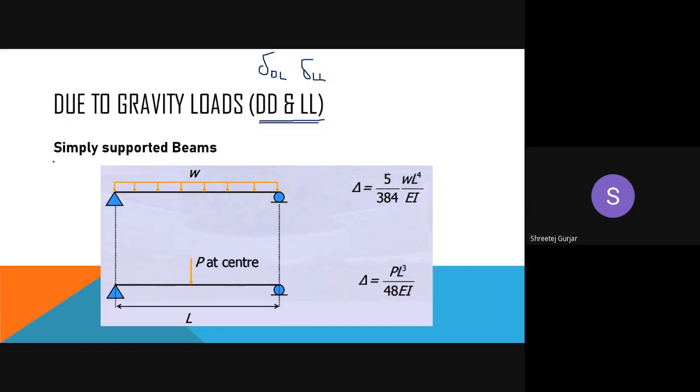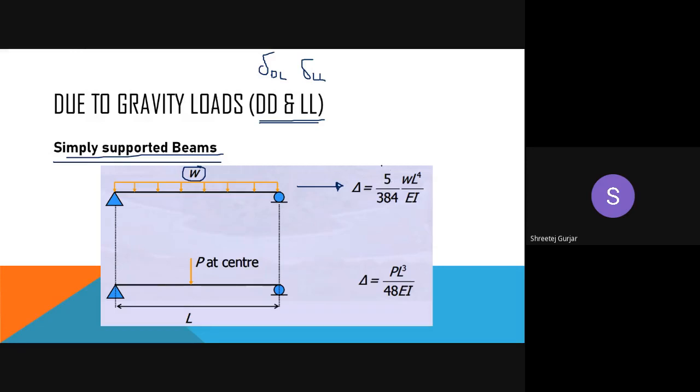Now we have a simply supported beam. You can observe it has a UDL of intensity W. If you have that, what is the deflection caused? Deflection delta is equal to 5 by 384 WL raised to 4 by EI. After the class, you have to make a chart and write down various beams and their respective deflections.